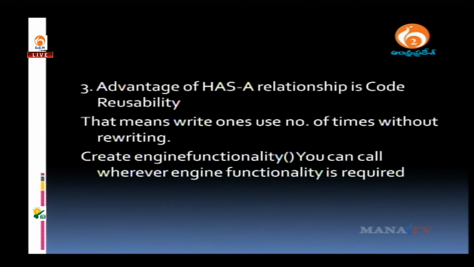Next, point number 3, the advantage of the has-a relationship. The advantage of the has-a relationship is code reusability. That means write once, use any number of times without rewriting that code. Create the engine functionality, and you can call it wherever engine functionality is required. That is reusability.